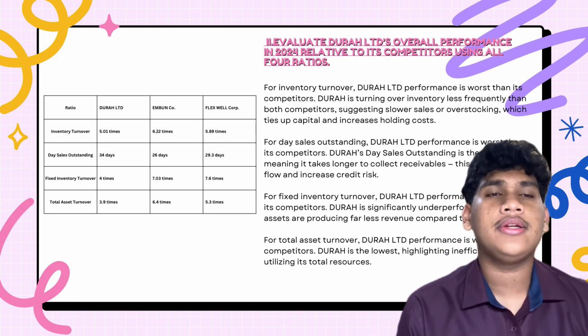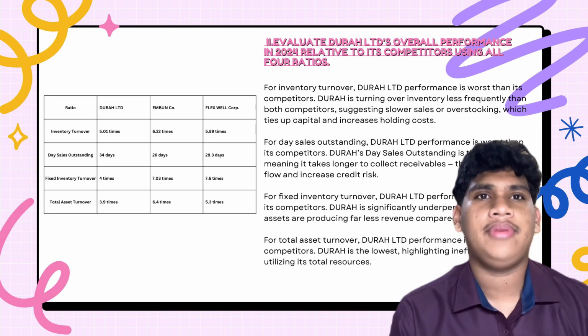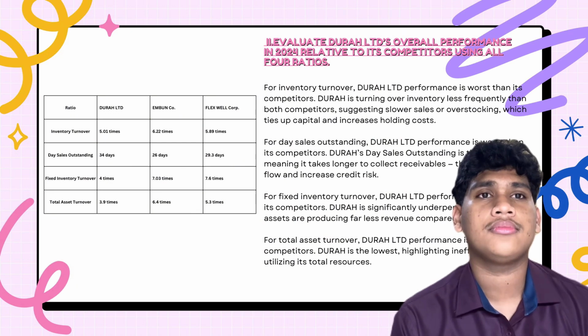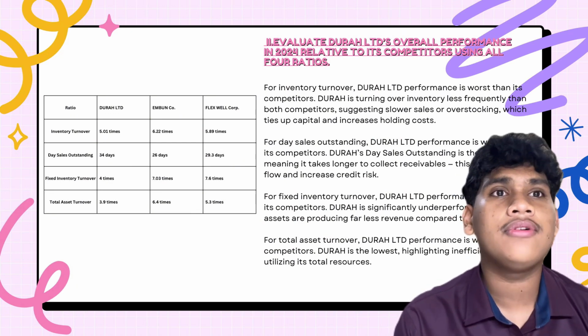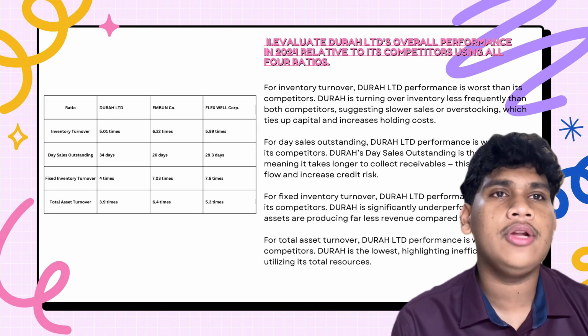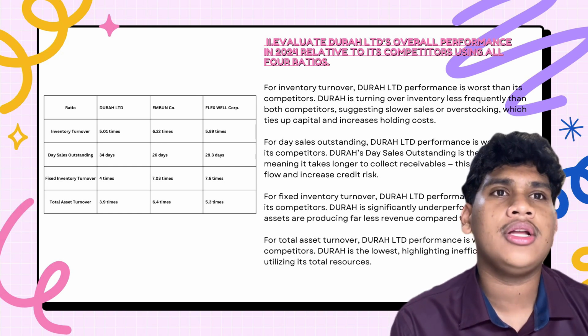Thirdly, in fixed asset turnover ratio, Dura Ltd is at 4 times while Embon and Flexwell are performing better at 7.03 and 7.6 times. That means Dura is less efficient generating revenue from fixed assets. Lastly, the total asset turnover for Dura Ltd is at 3.9 times and is well below Embon 6.4 and Flexwell 5.3. This confirms the observation of Dura not fully utilizing the asset base in comparison to their competitors.